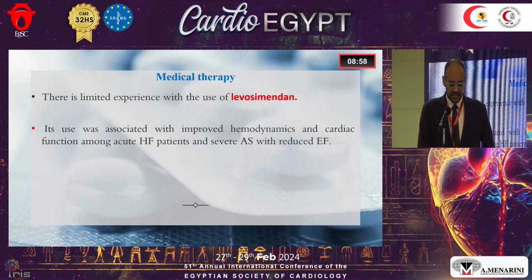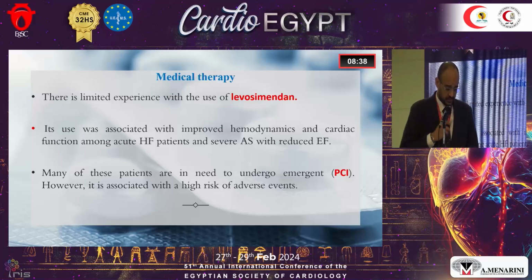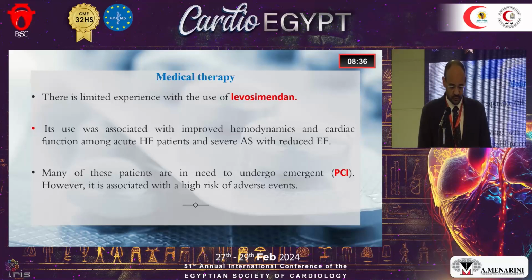There is limited experience with the use of levosimendan in these patients, and its use was associated with improved hemodynamics and cardiac function among acute heart failure patients and severe aortic stenosis with reduced ejection fraction. Also, many of these patients need to undergo emergent PCI. However, it's associated with a high risk of adverse events during the procedure.